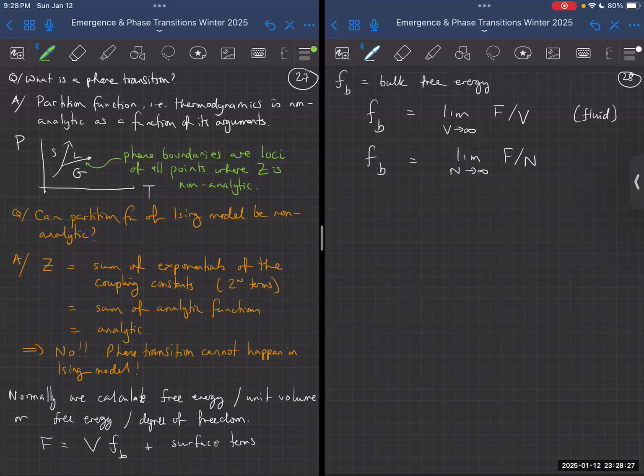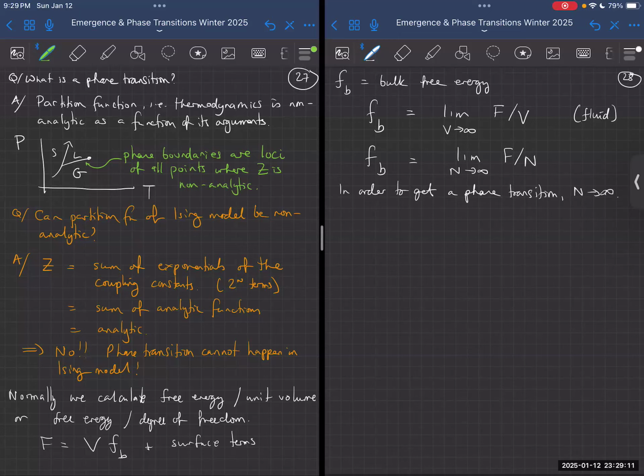So in fact, what we're going to see is that in order to get a phase transition, we have to take n goes to infinity. And you can see why that is the case. When we say that the partition function is the sum of exponentials of coupling constants, which are analytic, that's a sum of 2 to the n terms. If I take n goes to infinity, then it's a sum of an infinite number of terms. And the sum of an infinite number of analytic functions is a non-analytic function, or can be, whereas the sum of a finite number of analytic functions must be analytic.